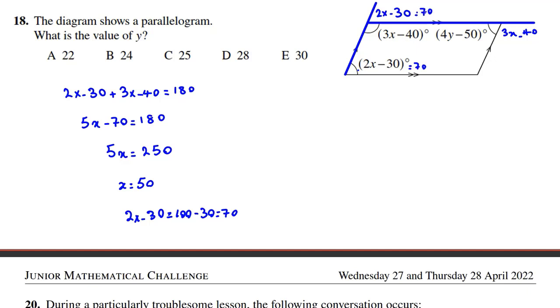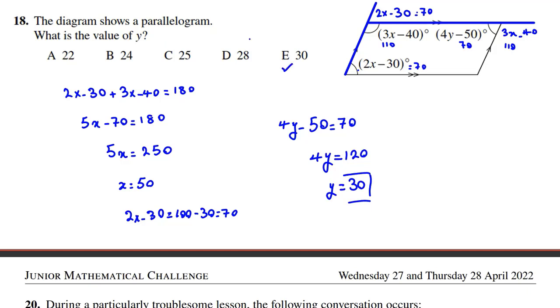This angle plus 70 is 180, so it is 110. So this part is also 110. So this part is also 70. And as you can see, these two opposite angles are equal. So the problem wants y. 4y minus 50 equals 70. If you add 50 to both sides, it will be 120. And then you can conclude, if you divide by 4, y equals 30. And the answer is E.